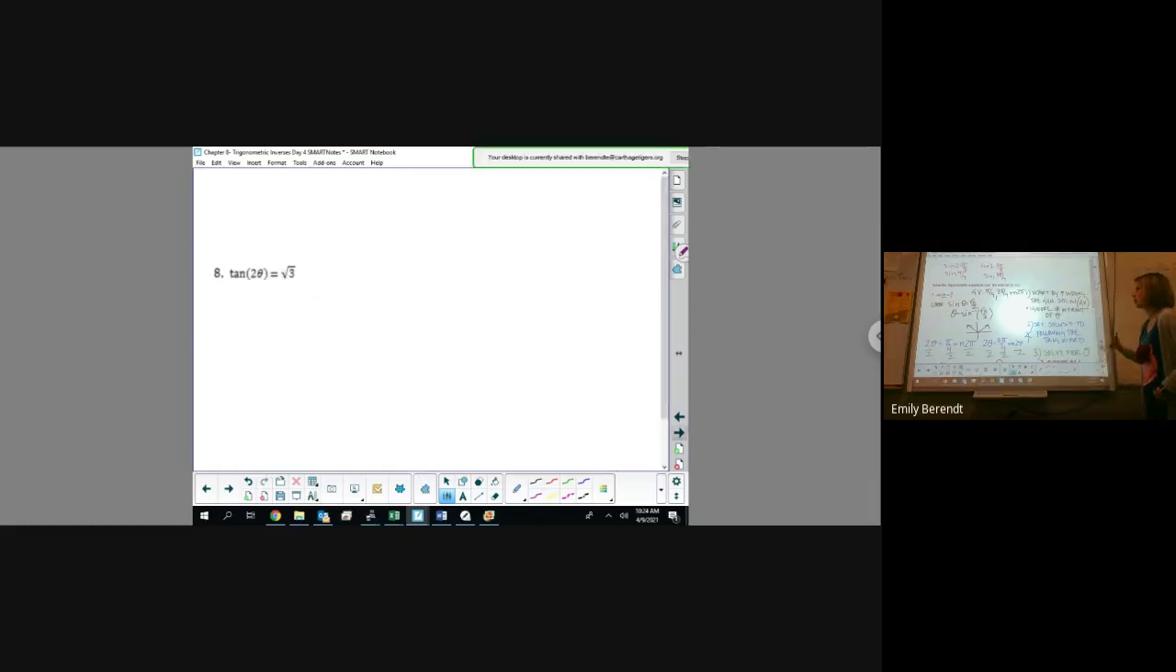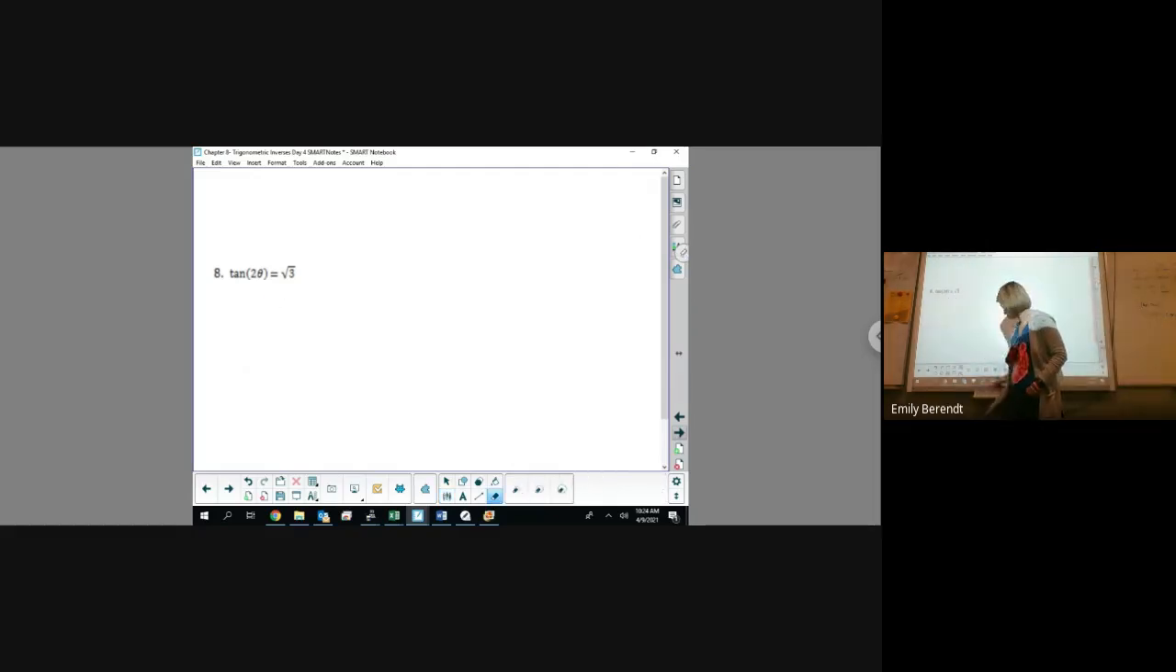All right, next one. The tangent of 2 theta equals root 3. So the same steps. You start by finding the GV. Okay, and you ignore the number in front of the angle. So we completely ignore the 2. So you're just looking at the tangent of theta equals root 3. So we want theta equals inverse tangent of root 3.